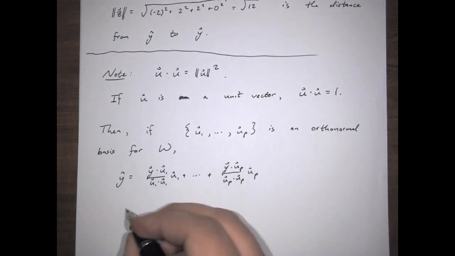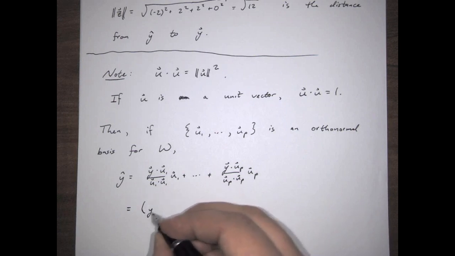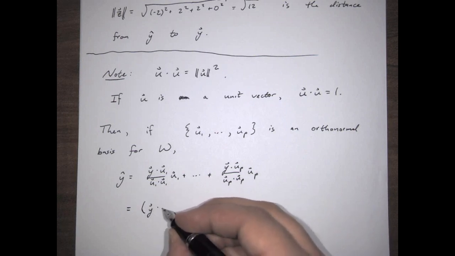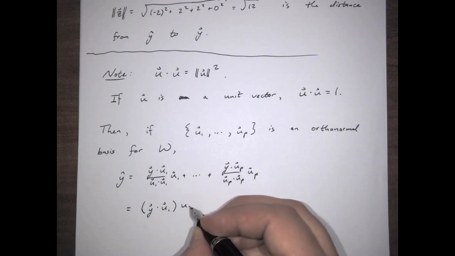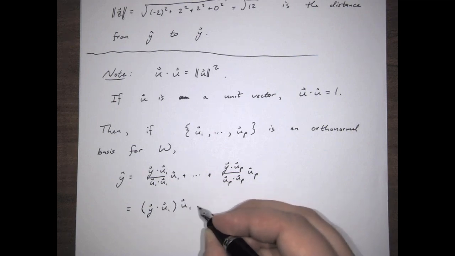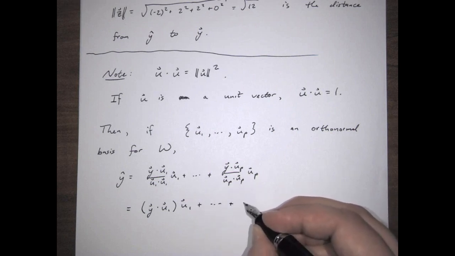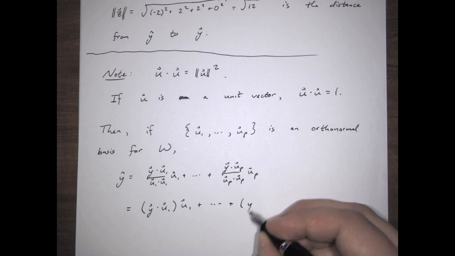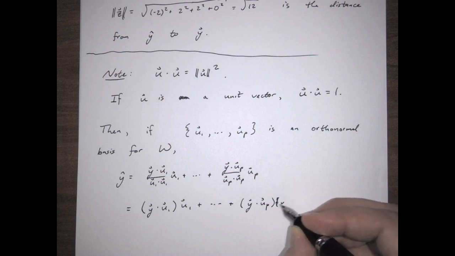So if we have this, then all these denominators are just going to be 1, and so that's going to be the same as y dot U1 times U1 plus up to y dot UP times UP.